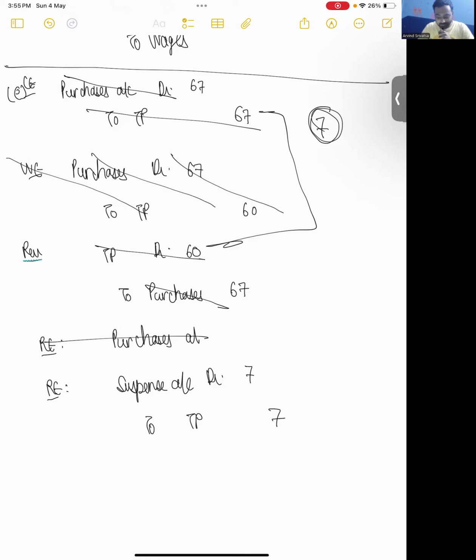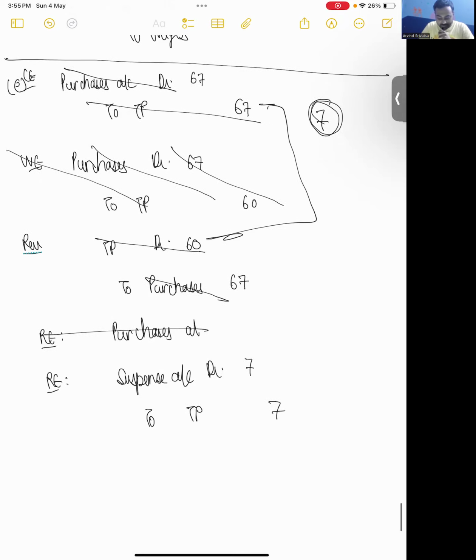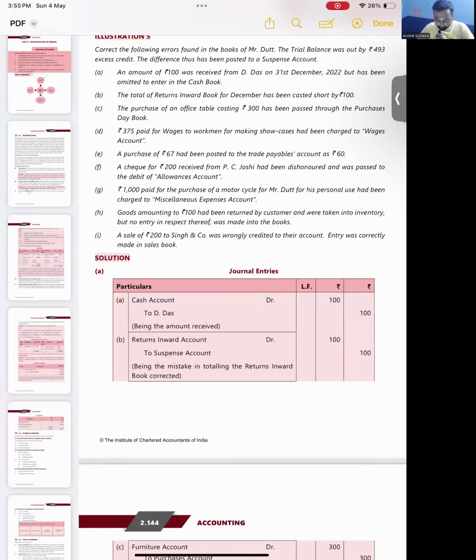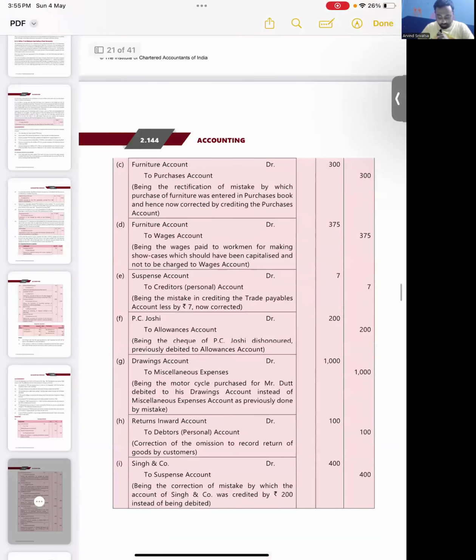So trade payables, there is a net credit of 7, 67 minus 60. In your debit, you don't have anything because debit was perfectly fine. So you'll pass the entry suspense account debit to trade payables.